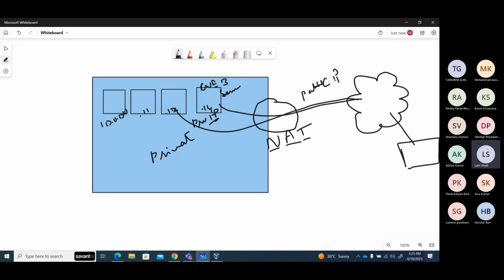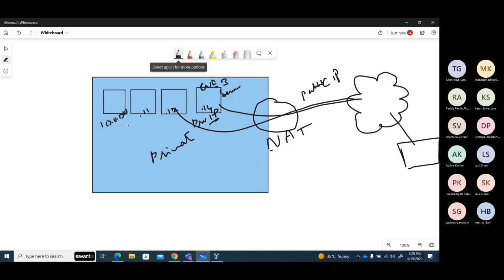Okay, just like in your home, you have a home nickname, but when you go outside in public, people will call you by your main name, right? Public name. Private is private, public is public. So how this NAT works, we'll see. In a router, we have to configure it like this. Actually, we're not configuring it in our home networks, but in organizations, they will do it.